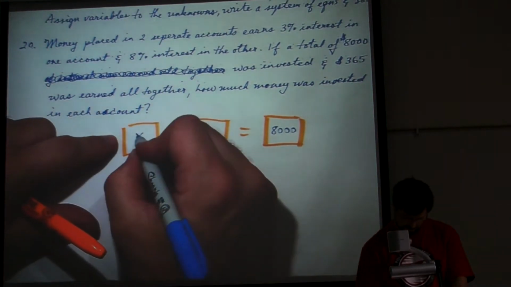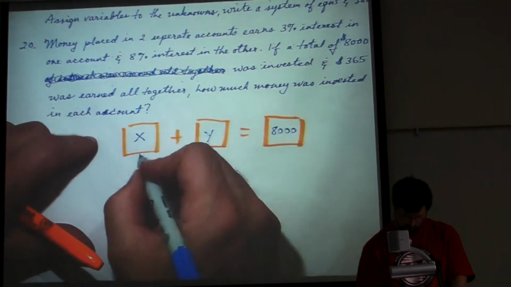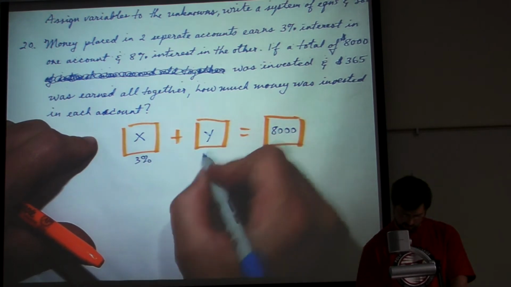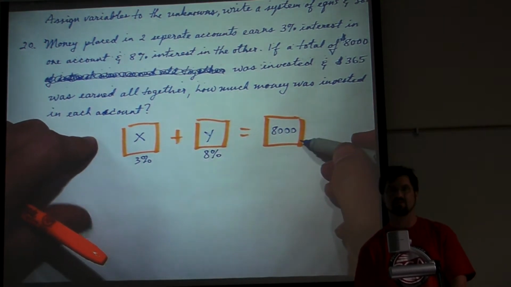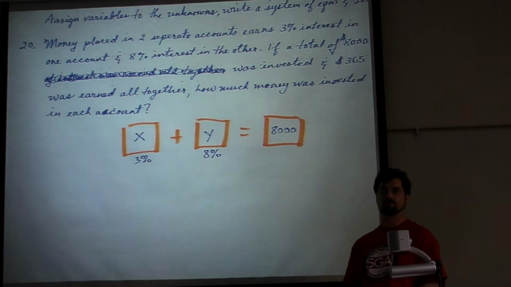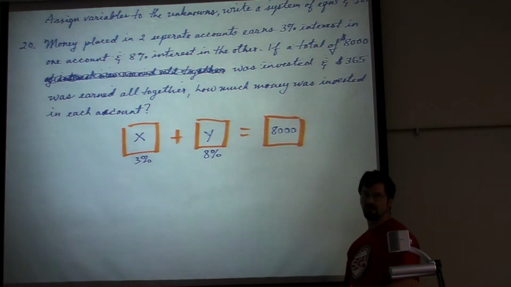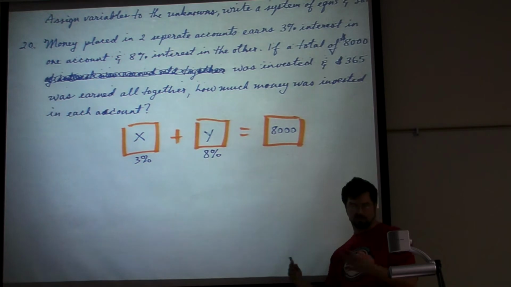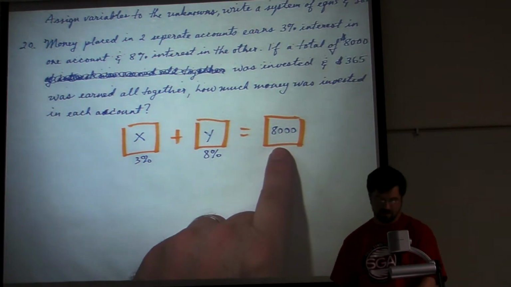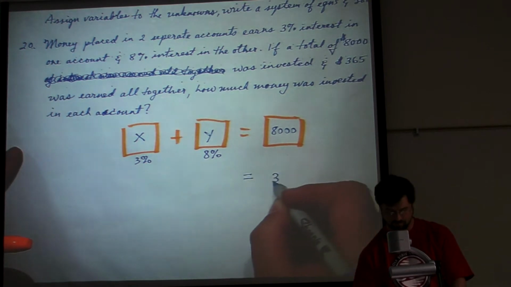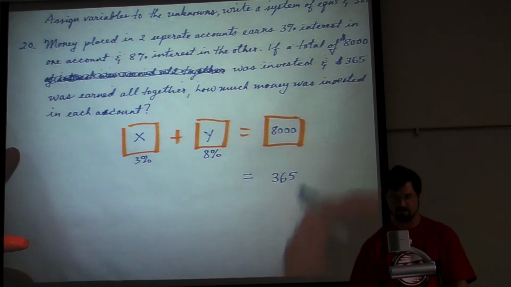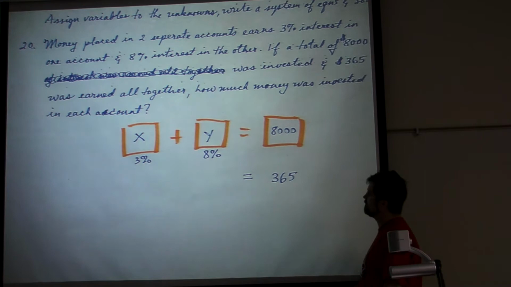And this account earns 3% interest. This account earns 8% interest. This account doesn't earn interest. It's just a total. Okay? They didn't give me the average yield of both accounts was X. So there's nothing here. Instead, what they gave me was the total earnings. So $365.